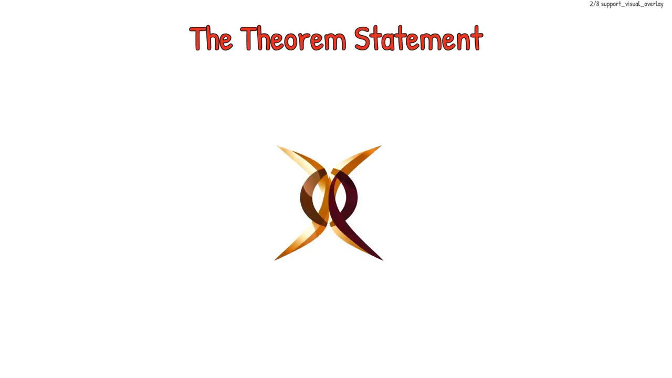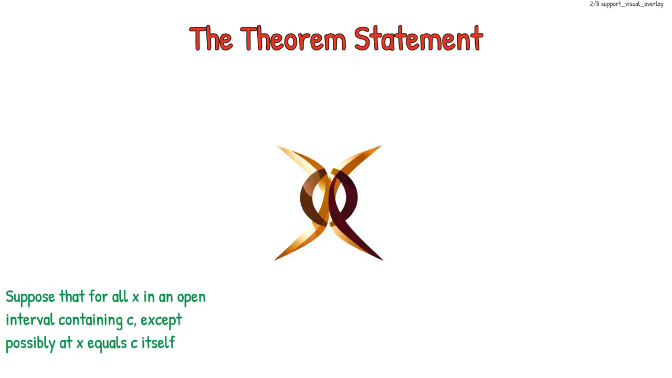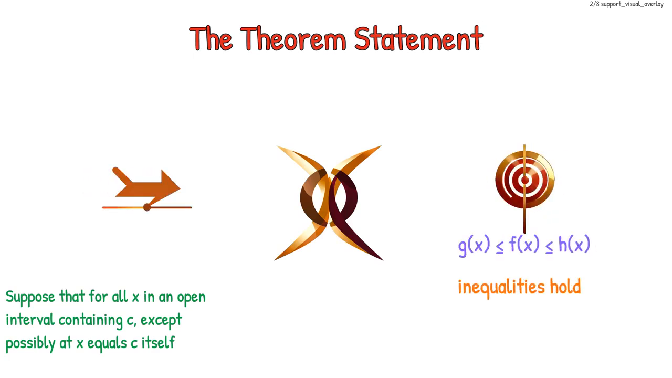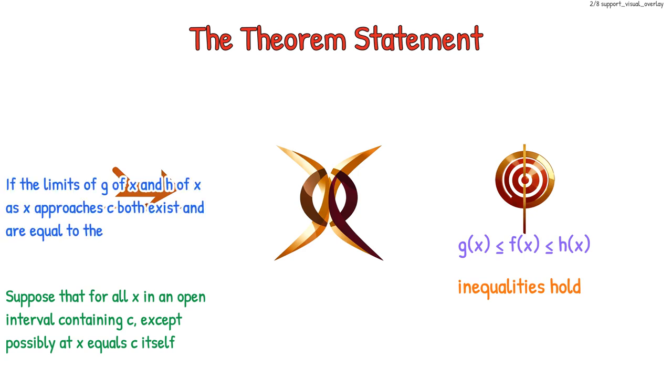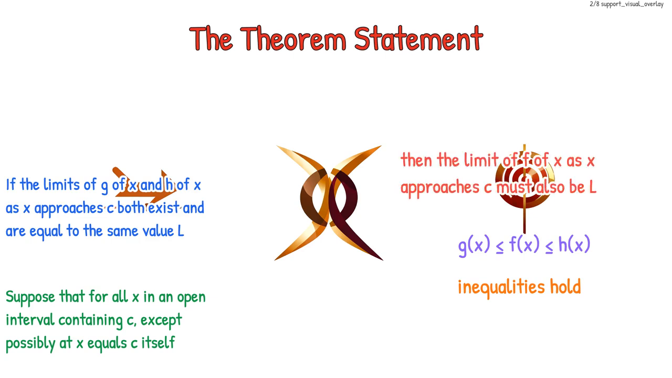The theorem states: suppose that for all x in an open interval containing c, except possibly at x equals c itself, the following inequalities hold. g of x is less than or equal to f of x, which is less than or equal to h of x. If the limits of g of x and h of x as x approaches c both exist and are equal to the same value L, then the limit of f of x as x approaches c must also be L.